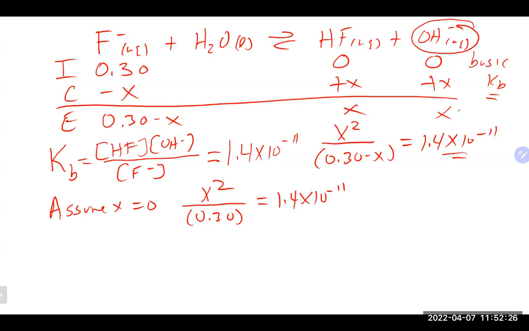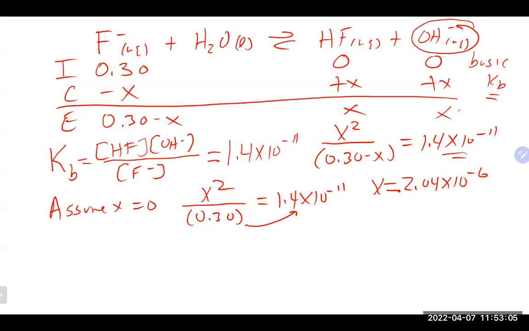So I'm going to multiply the 0.3 to the other side, and I'm also going to take the square root at the same time just to save some time here. So times it by 0.3, also doing a little square root action on it. That is going to give me, I believe, X is equal to 2.04 times 10 to the minus 6 in this case. We do want to check it, so we'll divide it by 0.3 and times it by 100. It looks like we're good. We're not even 1%. So the assumption is good.